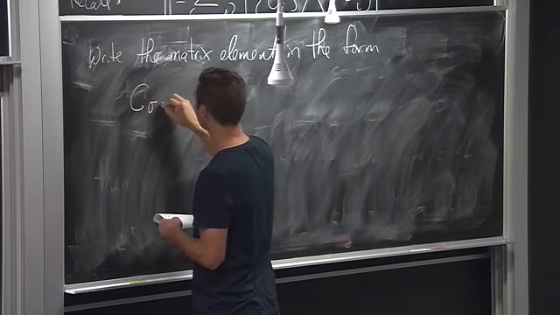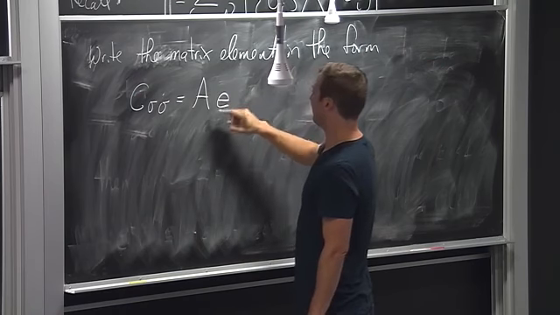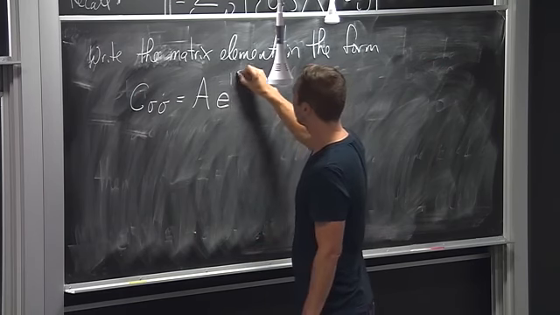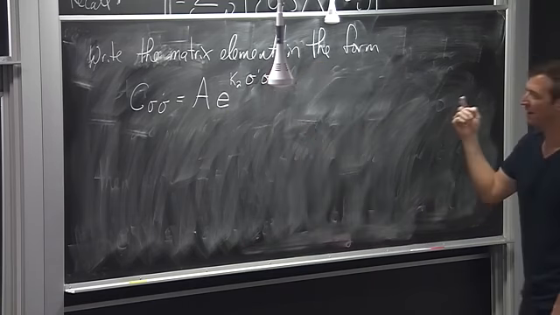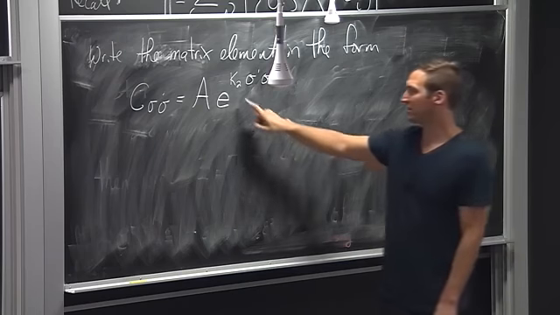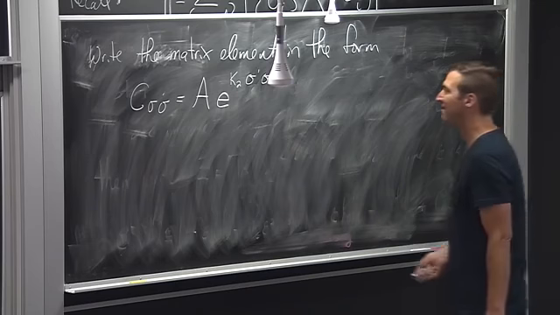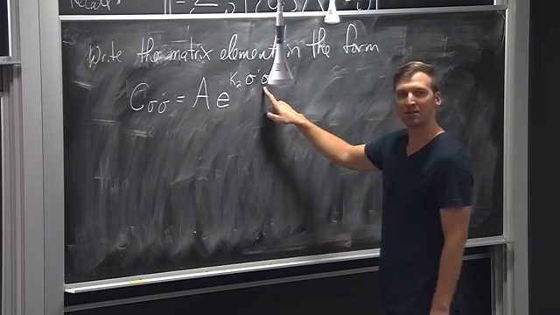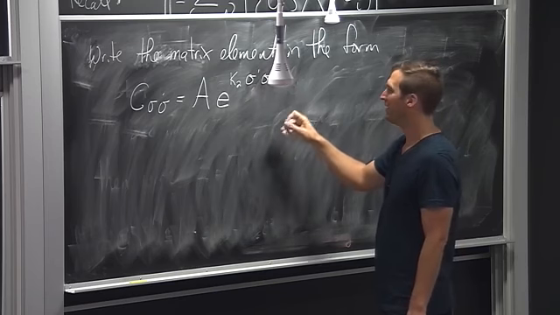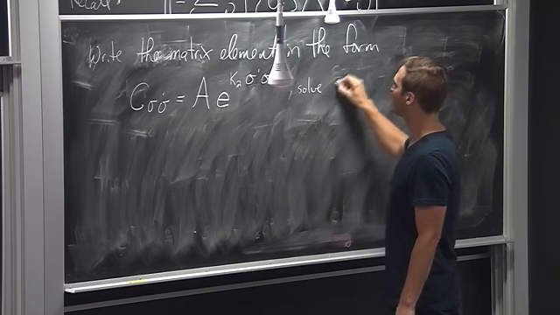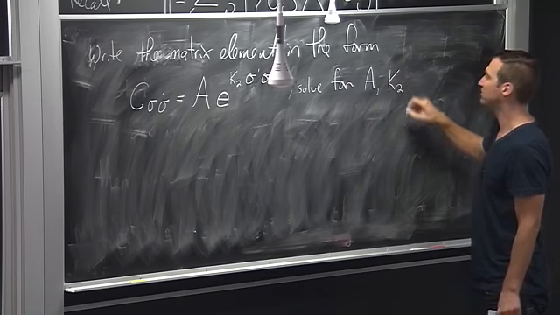Okay, so I want this thing to be some coefficient times an exponential, some coupling constant, which I'll call K2 for a reason, times sigma prime sigma. Okay, so now it looks like an Ising element of the partition function, but I have to solve for A and K2.